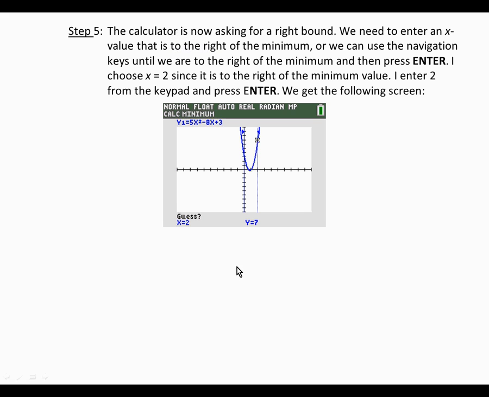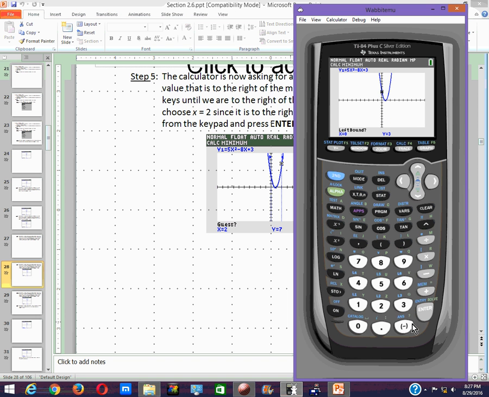And then it's asking for a guess. And notice it's going to make a guess of 2. Now here you can in fact see that dotted line. So let me get caught up on our calculator here. The left bound, I'm picking 0. The right bound, I'm picking 2. Press enter. Now it's asking for a guess. Again, I'm going to go ahead and use the calculator's guess. The calculator's guessing 2, sure, why not?